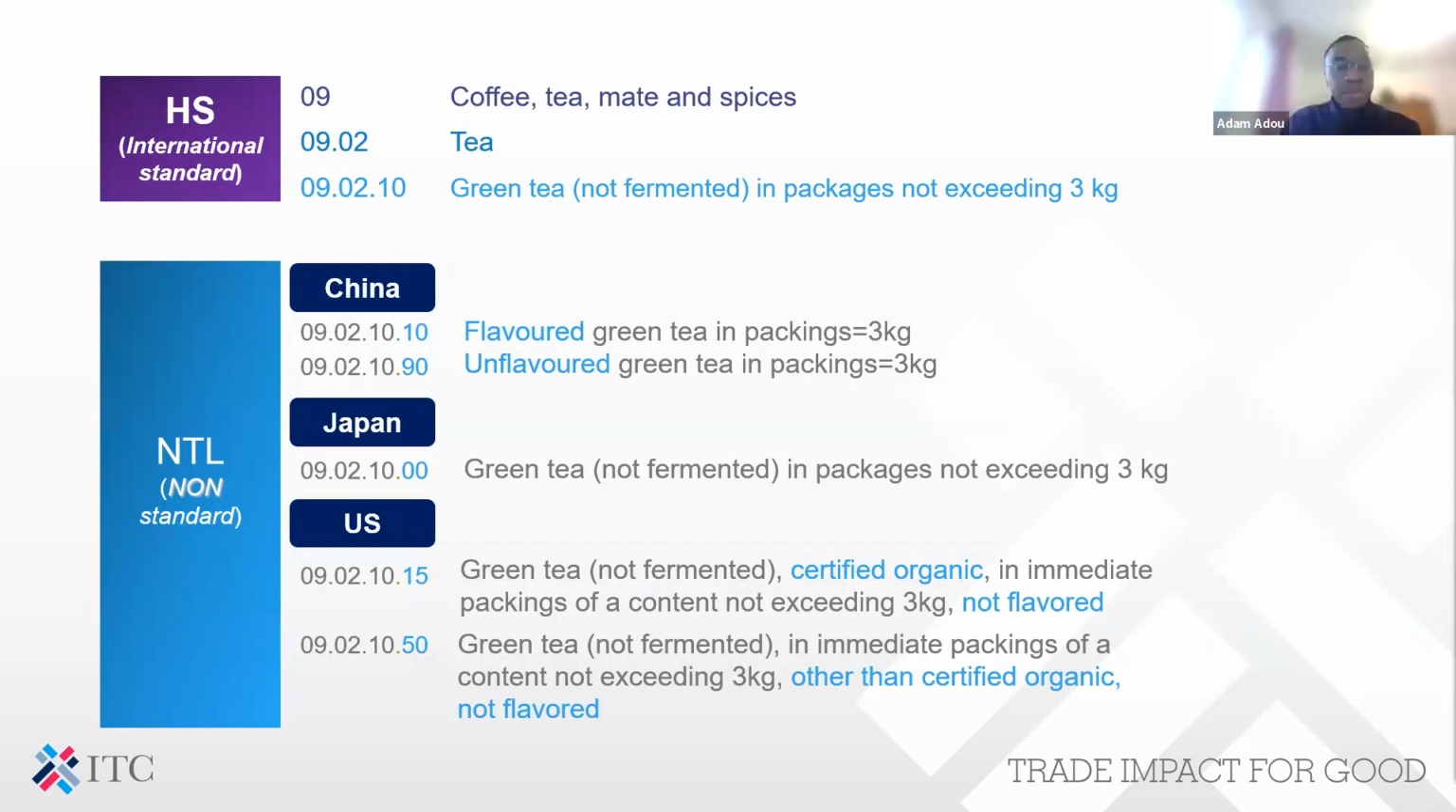So here is the continuity of the example I showed before. With coffee and tea, we're going through the chapter, then the heading for tea, and we're going more specific with the HS6 code, which is the subheading, with green tea. And you can see that for the different countries, China, Japan, or the US, for instance, they all have a national tariff line corresponding to a very specific part of this product and its specificities.